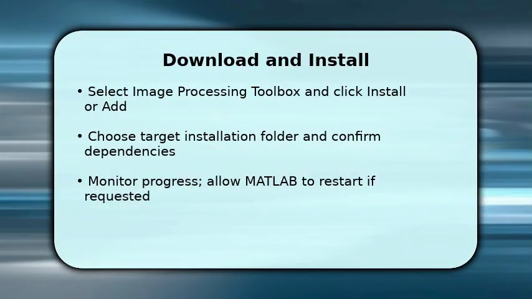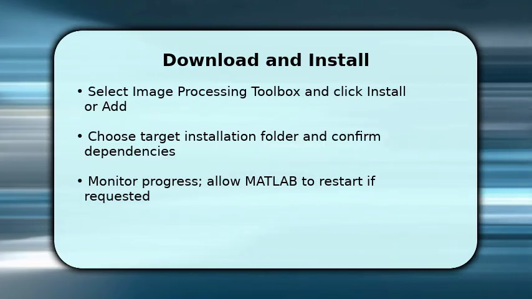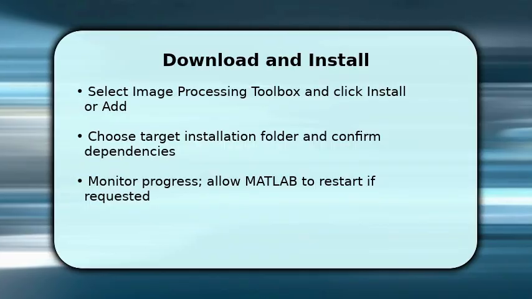Now you download and install. Choose Image Processing Toolbox in Add-on Explorer and click Install or Add. During installation, pay attention to dependencies such as signal processing or computer vision toolboxes. Include them if your workflows require integrated functions. Choose the target Matlab installation folder, confirm license acceptance, and begin the install. Monitor progress in the installer window.